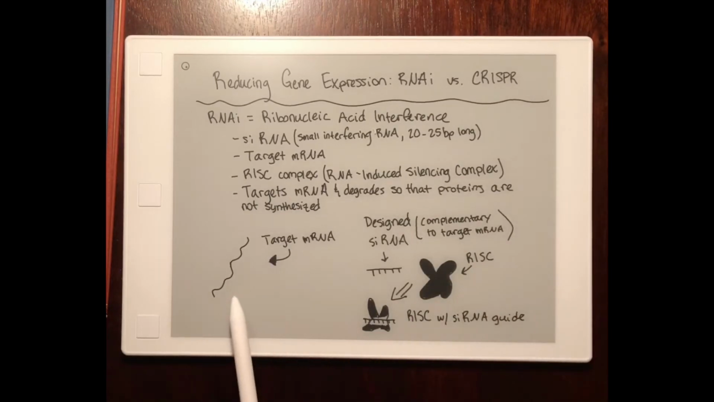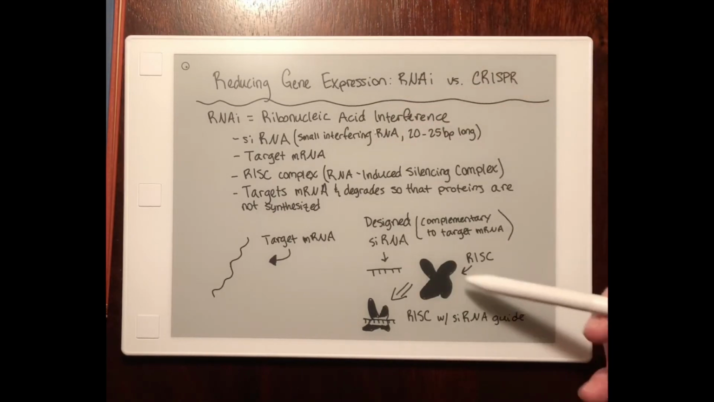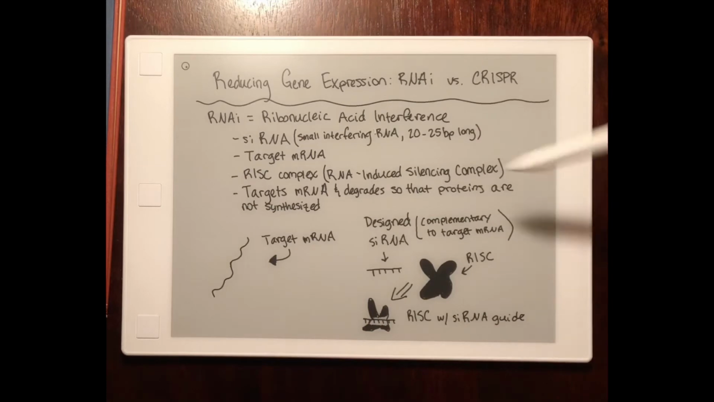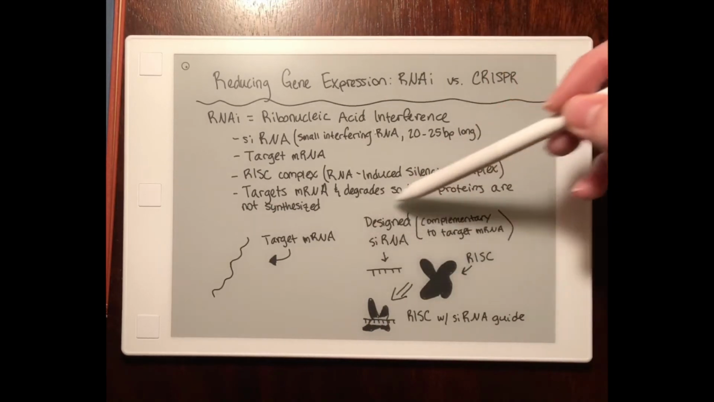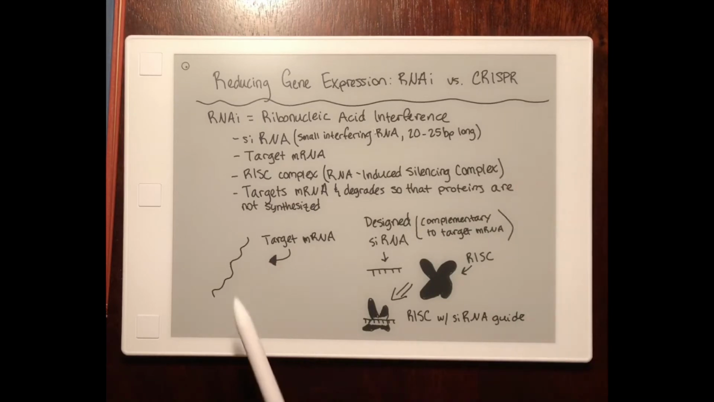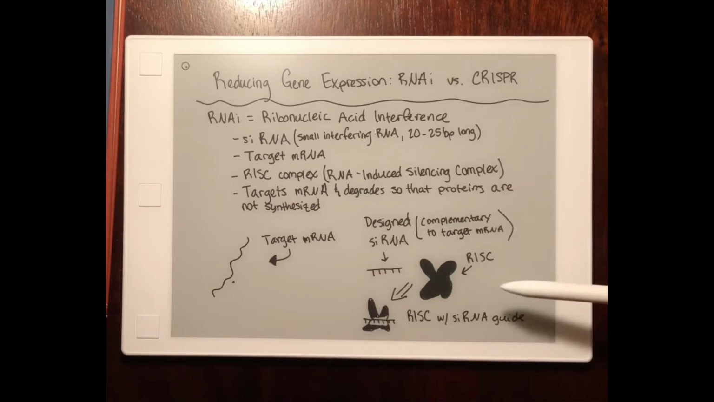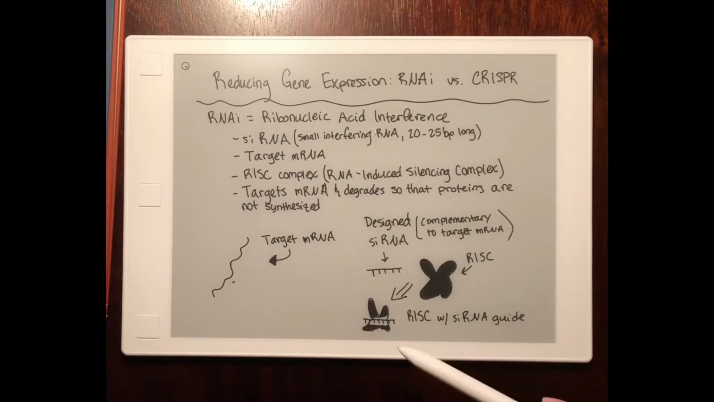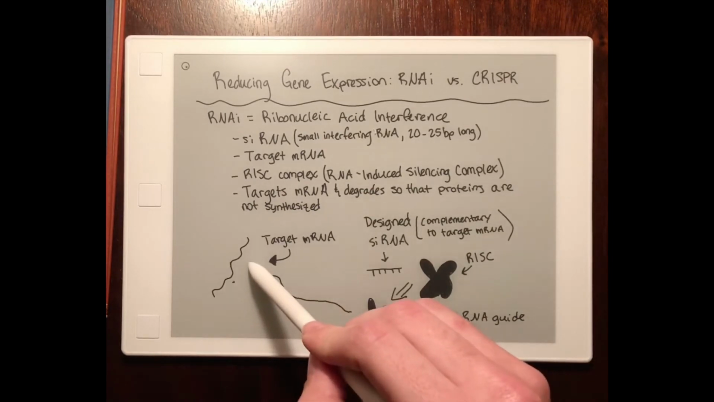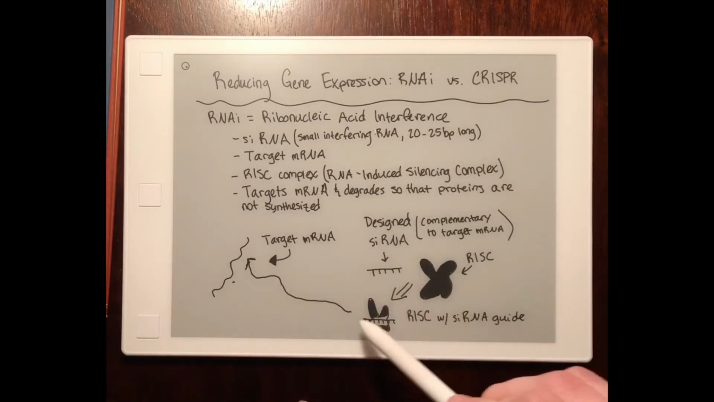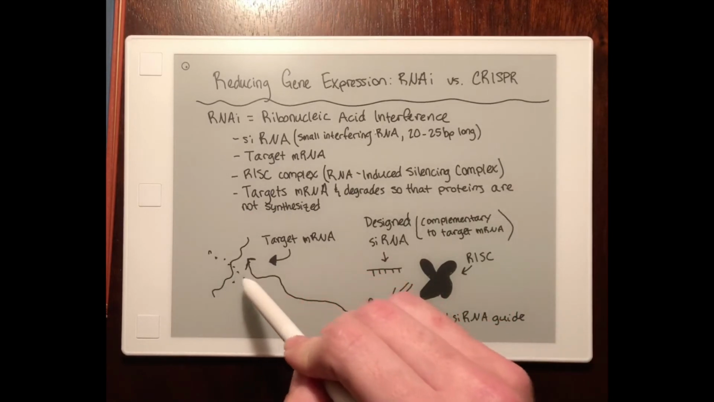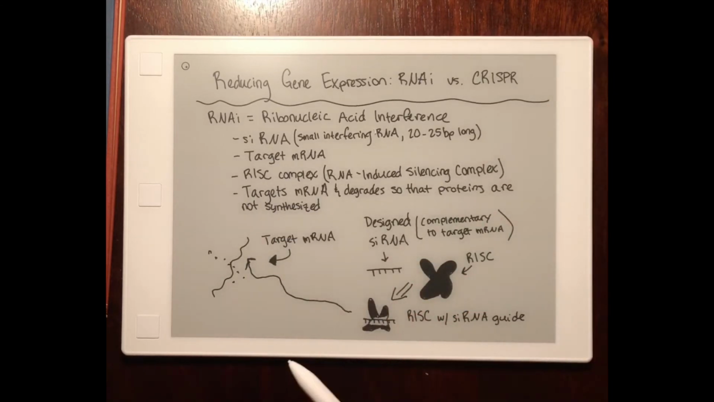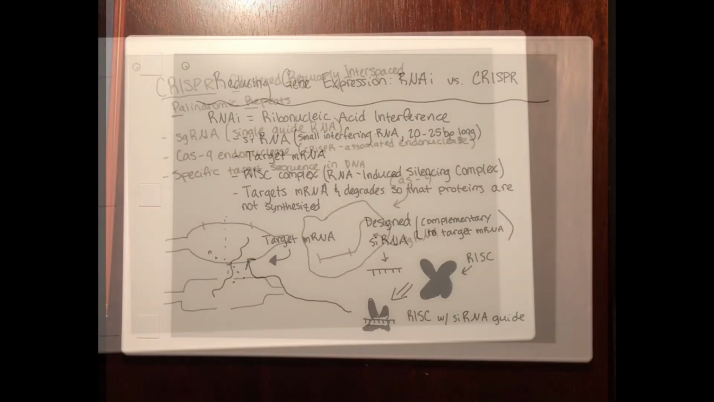You have a target mRNA that you would like to degrade, and then you have this RISC complex, which is RNA-induced silencing complex. And so this is actually what will cleave the target mRNA. So basically you have a designed siRNA molecule that is designed to be complementary to your target mRNA strand, and this will attach to the RISC complex, and then it will actually go and find and hunt the target mRNA and will attach to it using complementary strand, and it will actually cleave it. And now this mRNA will not be able to be used to make proteins. So you've effectively reduced your gene expression.